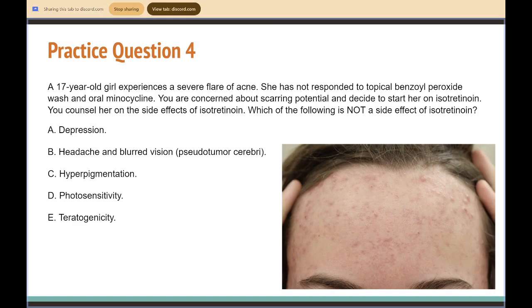A 17-year-old girl experiences a severe flare of acne. She has not responded to topical benzoyl peroxide wash and oral minocycline. You are concerned about scarring potential and decide to start her on isotretinoin. You counsel her on the side effects of isotretinoin. Which of the following is not a side effect? Choice A is depression. Choice B is headache and blurred vision. Choice C is hyperpigmentation. Choice D, photosensitivity. And choice E is teratogenicity.